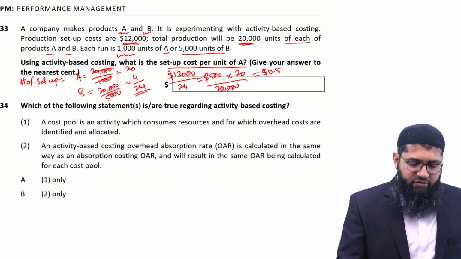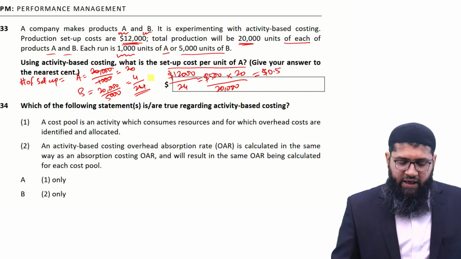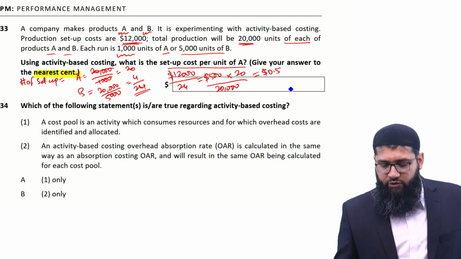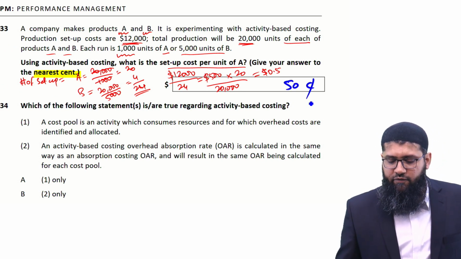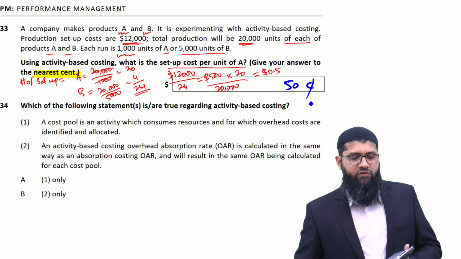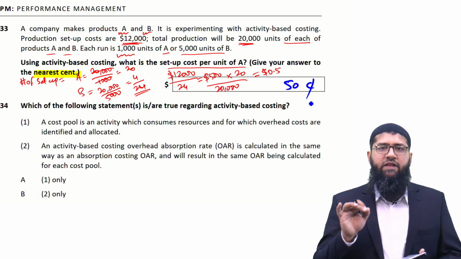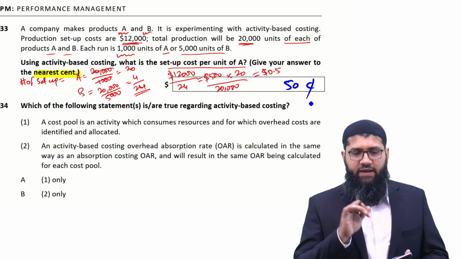But the examiner's requirement is that you need to give your answer to the nearest cent. So you need to answer the question in terms of cents. So 50 cents is what the answer is going to be. Don't write down $0.5, write down 50 cents. What do you write down? 50 cents.